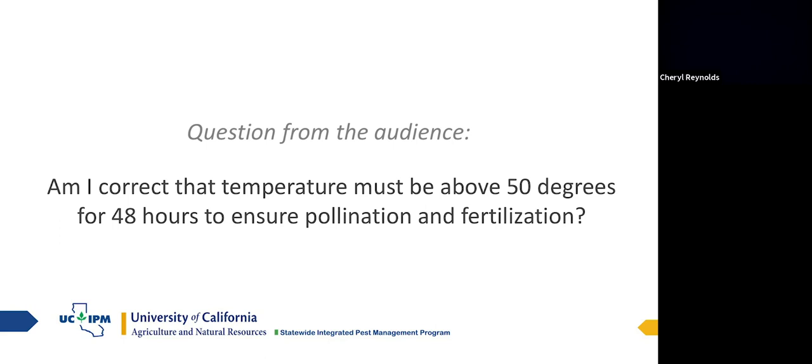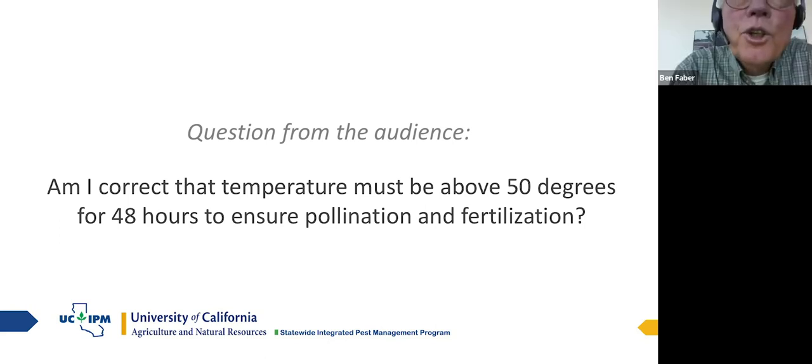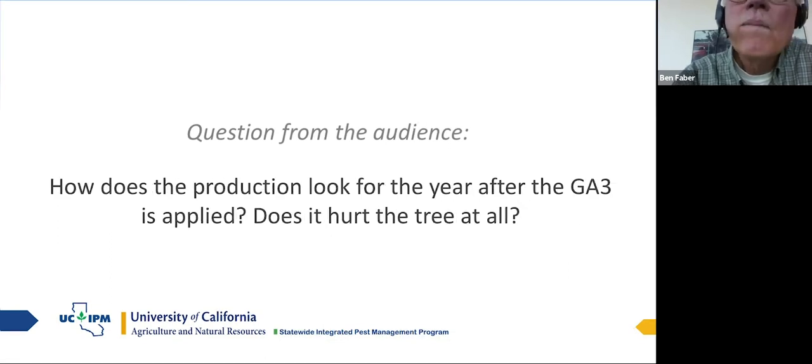Okay, another question: must the temperature be above 50 degrees for 48 hours to ensure pollination and fertilization? To ensure pollen tube growth to achieve fertilization. Once the pollen is on the tip of the pistil, it takes 3 hours for that to grow down through the pistil to the ovule. That's where you need to have 50 degrees.